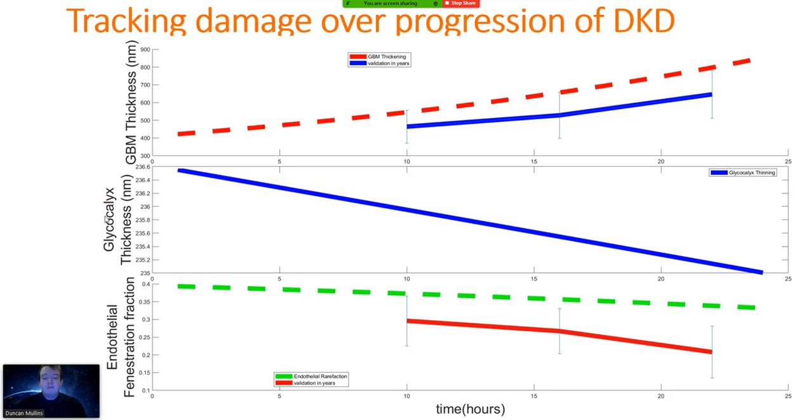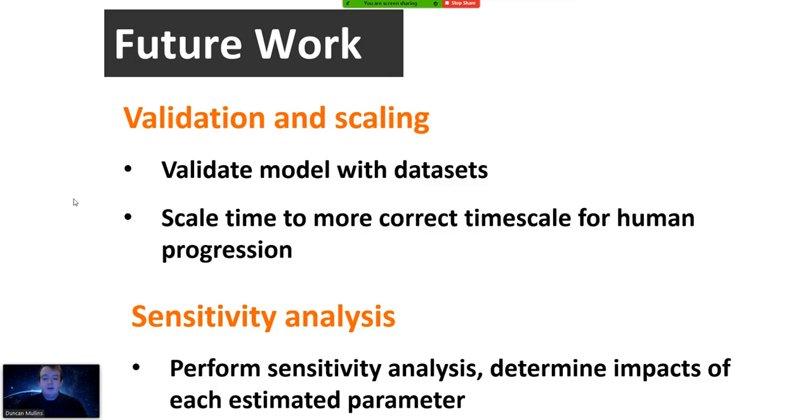This work has been able to tabulate those damages to each layer, and they have a relatively correct scope and shape, however not a correct timescale, which I'll mention again in a moment. So future work is to validate the model with data sets. You would notice on the last one I have located a data set and begun comparing it. However, the timescales are vastly different.